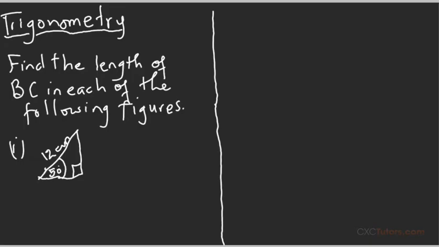The last time we met, we were talking about deductions from Pythagoras' theorem. In today's lesson, we will look at the application of the different trig ratios, which are sine, cosine, and tangent. In order for us to do that, we will look at a few questions. The instruction is: find the length of BC in each of the following figures.